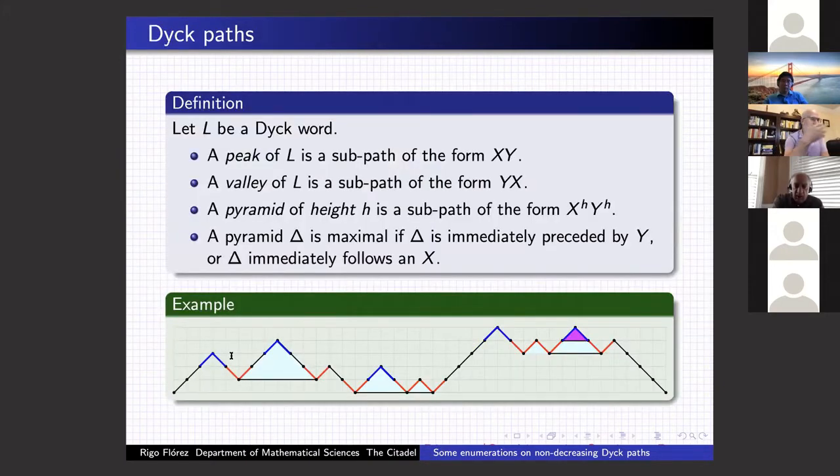Now, because we want to study several aspects, I'm going to talk to you about some of the aspects that we are interested in. One is, for example, the peaks, and a peak is an X followed by a Y, as you see here. Valleys are a Y followed by an X, as you see here. A pyramid is a subword or subpath of this form. This is a pyramid, and it is maximal. But here we have another pyramid that is maximal, but that is within a maximal pyramid.